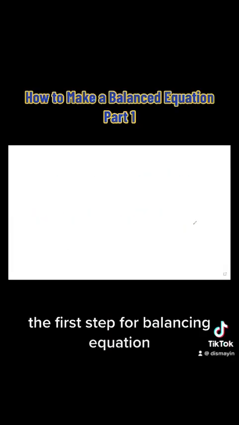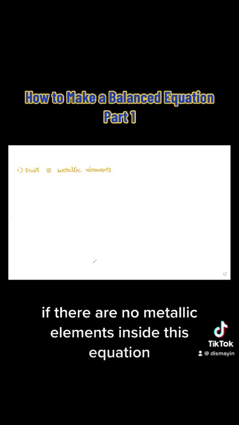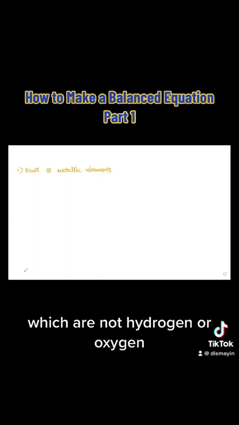The first step for balancing equations is best if we start with the metallic elements, if they are present. If there are no metallic elements inside this equation, then we should actually start with the non-metallic elements, which are not hydrogen or oxygen.